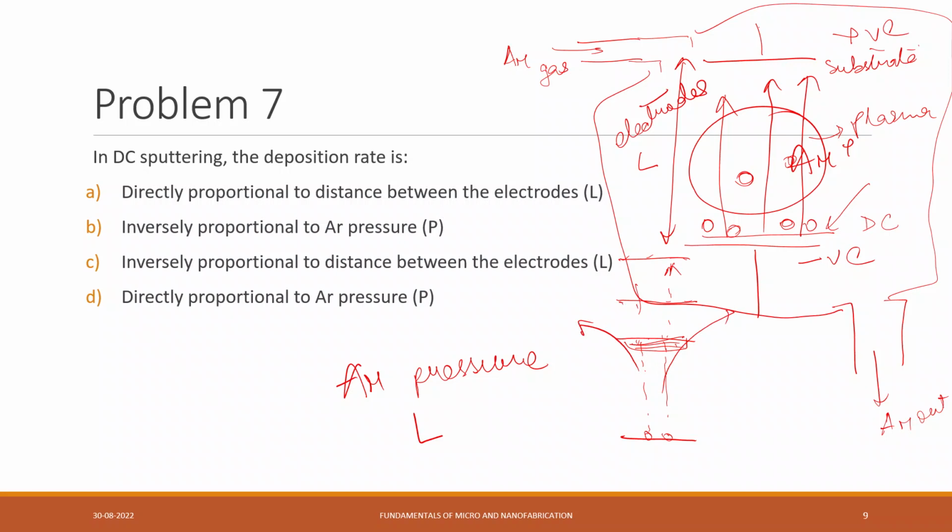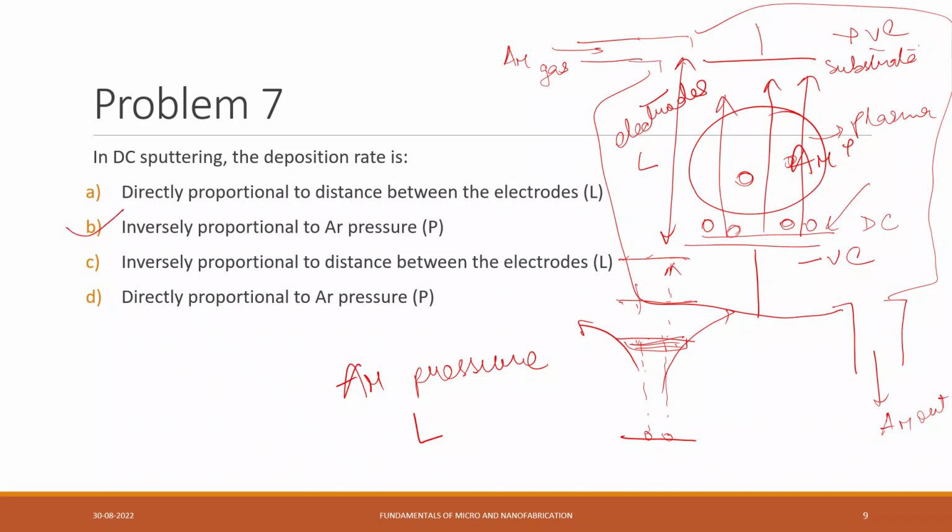In between, the material can deviate here and there because it can collide with other air molecules which are present. So whenever you are increasing the distance between the electrodes, the probability of it reaching decreases. Essentially, you are decreasing the deposition rate. So unlike A, the answer would be B.